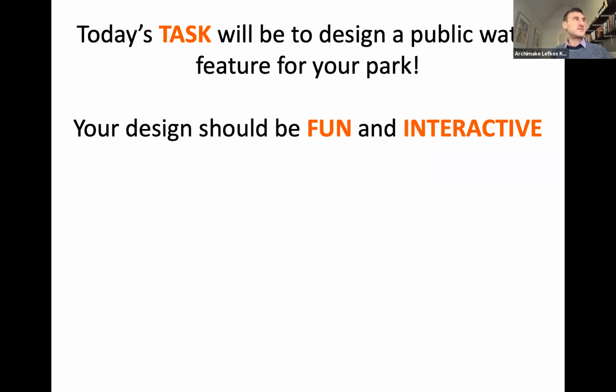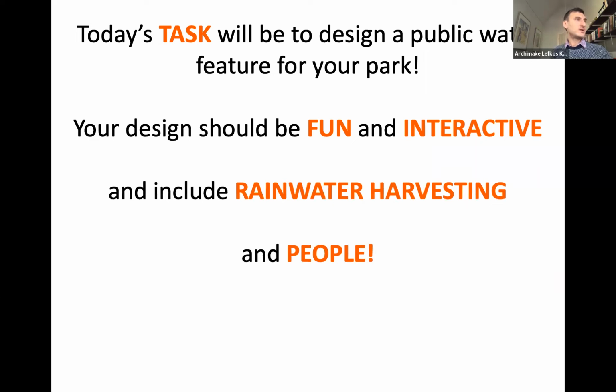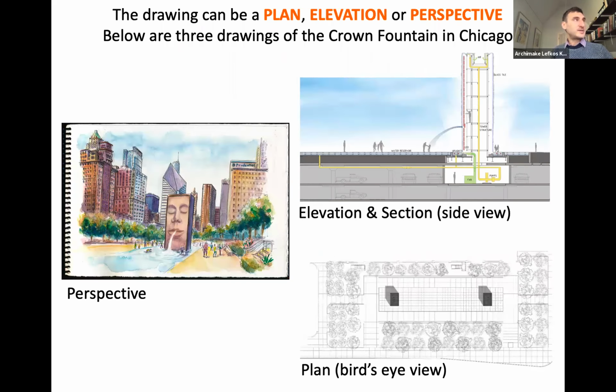So the design should be fun and interactive, so they should draw inspiration from the examples that we've given them, and include rainwater harvesting in the proposal, and include people in the design. And then the handout. The drawing can be a plan, elevation, or perspective, and there's going to be a handout which is the same fountain which we've seen earlier drawn in 3 different ways.